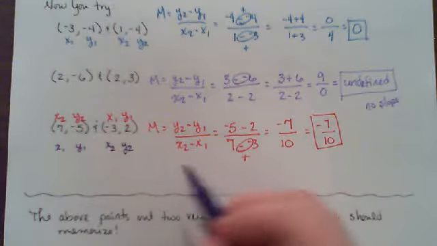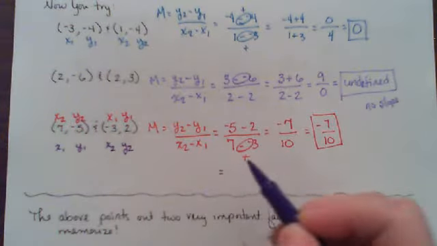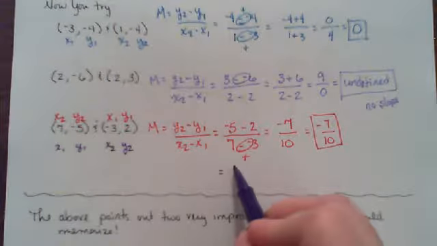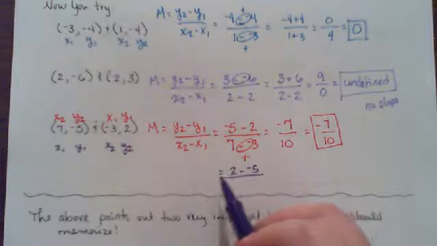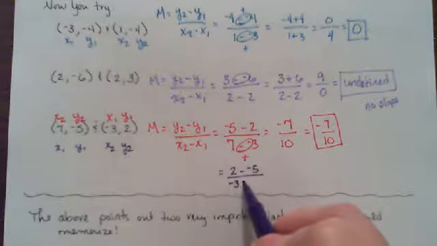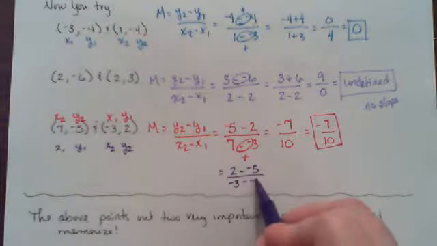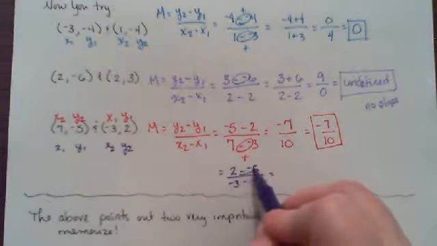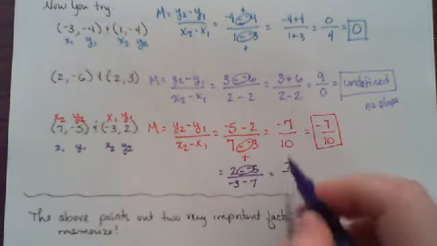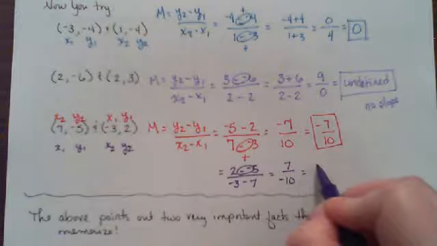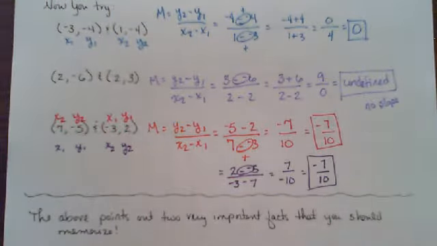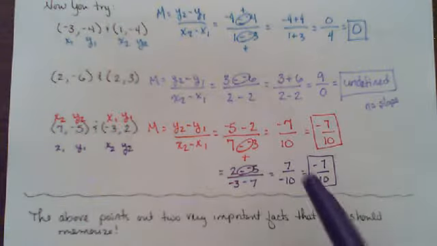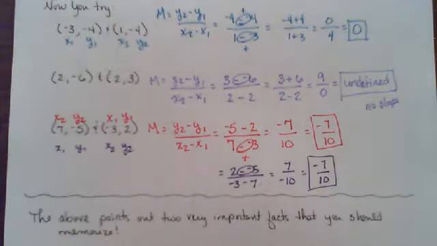If I were to do it the way that you did it, then my y2 is 2, and it would be 2 minus negative 5, over negative 3 minus 7, which gives you a positive 7 on top, negative 10 on the bottom, and I'll just move it to the top. Because it doesn't matter whether it's on bottom or on top or out front, as long as there's only one negative, you're good.